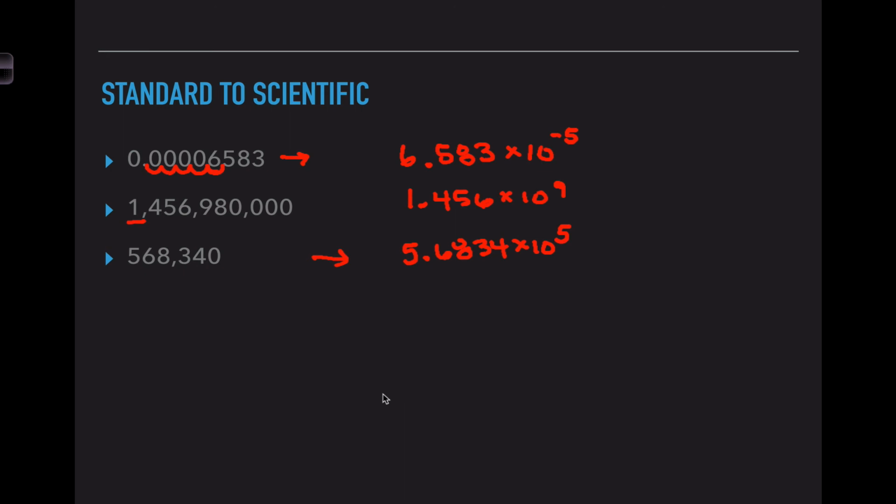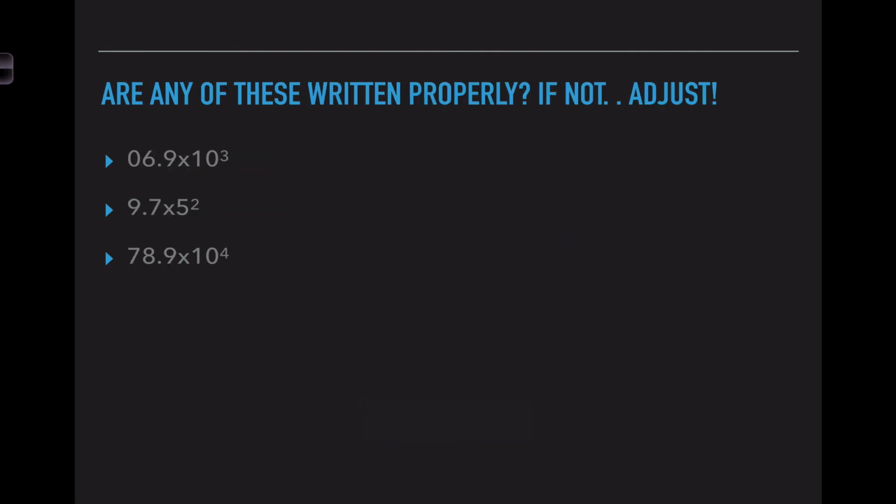So in this class, you're going to see numbers written in both forms, standard form and scientific notation. When we deal with molecules, we're going to have ridiculously high numbers of molecules. When we deal with masses or charge, we're going to have very small numbers. So we are going to use scientific notation to help us use those numbers a little bit more easily. Now, on this slide, I want to look at whether any of these are written properly, and if not, we're going to adjust them. So this is the last thing we're going to be looking at for scientific notation.